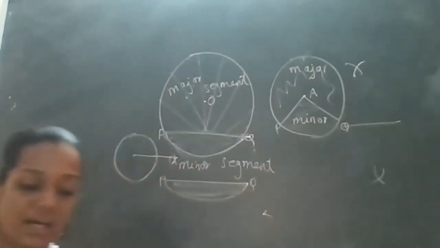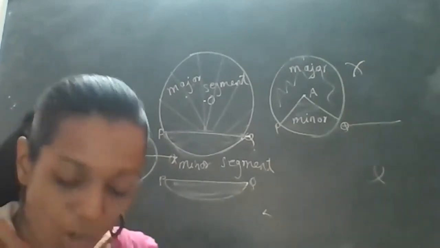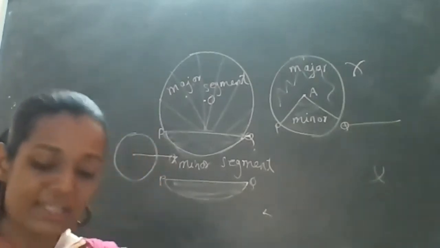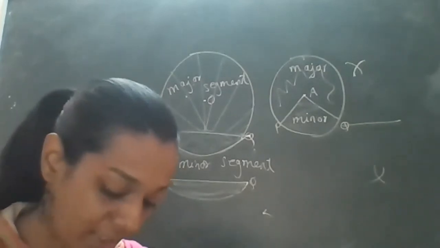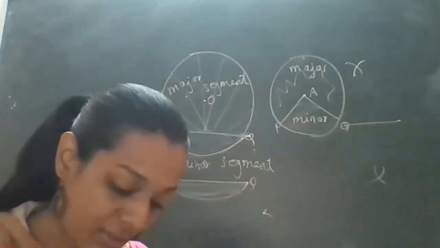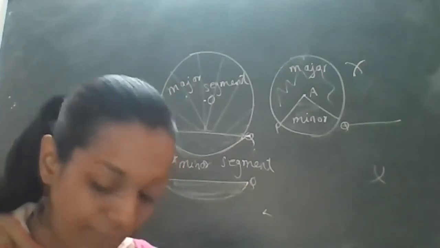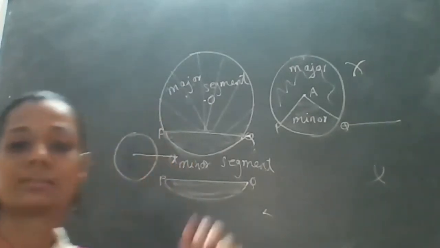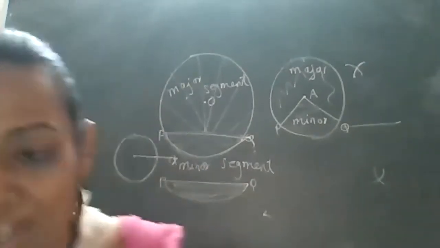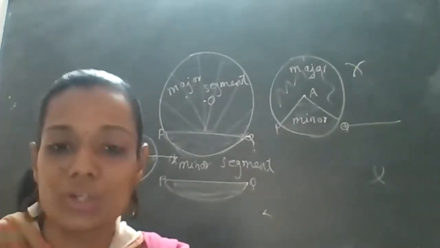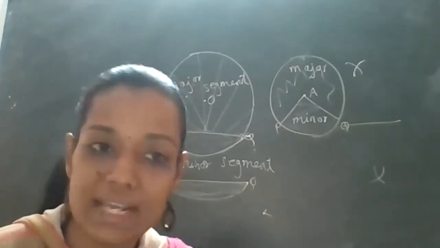Now next, a circle divides the plane on which it lies into dash parts. How many parts will it divide into? Three parts. Which three parts? Interior, exterior, and on the circle. Very good. Okay, you should know the reason. Now next, second number.